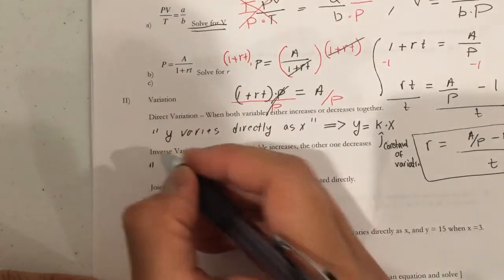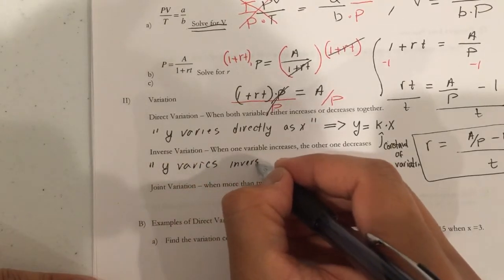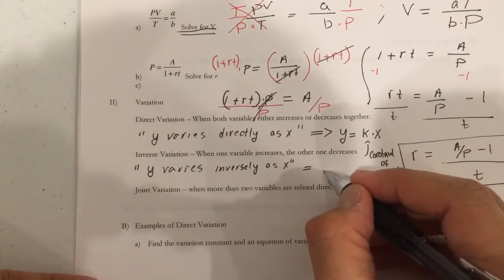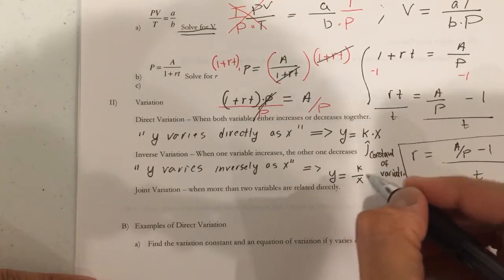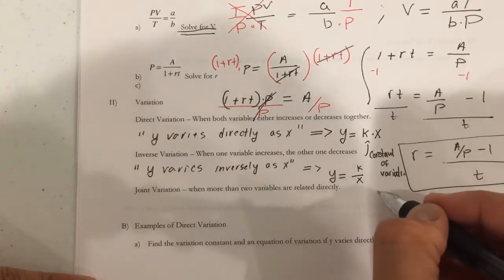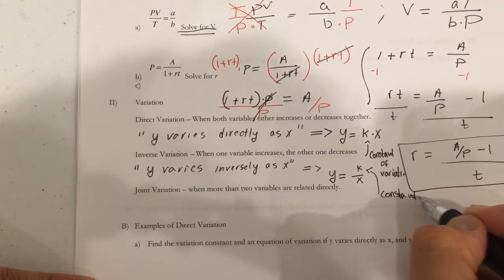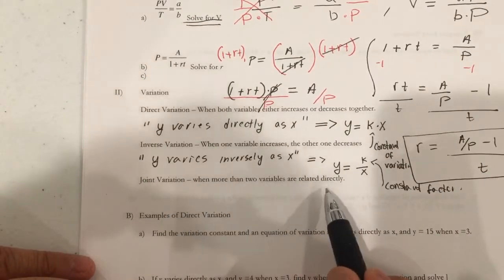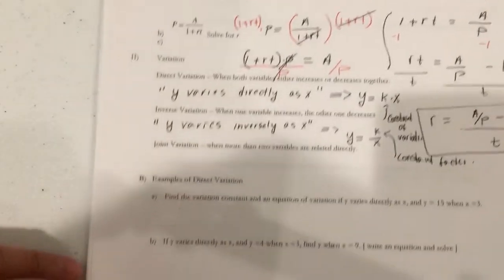So when you see something like y varies inversely as x, mathematically, here's what we mean. As x goes up, y goes down, and y goes down by some constant factor. We also call that constant factor k. Now, joint variation is when there are two or more variables that are directly related. So we'll talk about that case when it arises.